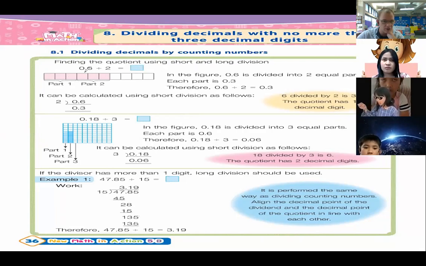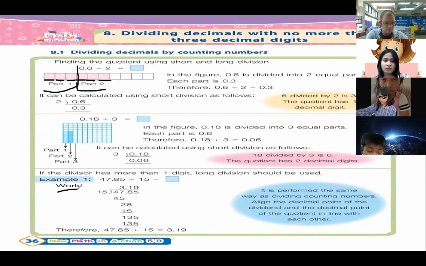So short division, 0.6 divided by 2 is 0.3. Very easy to see because that 6 divided by 2 equals 3. They have these parts for us: 1, 2, 3, 4, 5, 6. So if you divide 1 by 2, you have to split it in half, 1 half this side and 1 half this side. So it ends up being 0.3.